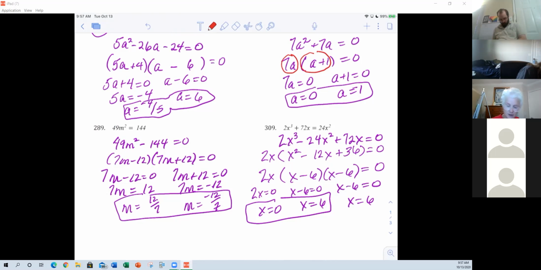And if you set each one of those factors equal to 0, you get x equals 0 or x equals 6. You do not have to repeat that x equals 6. You can just write 0 or 6. Later on, you're going to have to identify what type of root that is, and that's when you'll have to say it's a double root. But that's, again, later on.